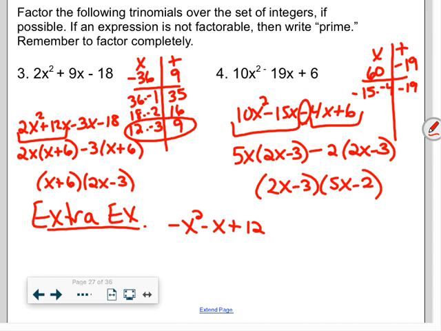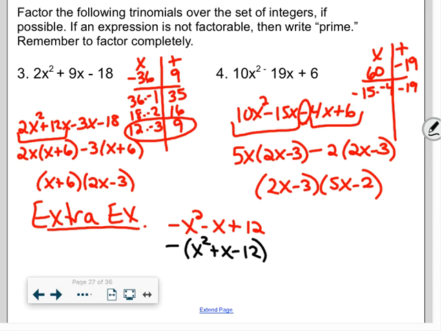Call it extra example, negative x squared minus x plus 12. If the leading term is negative, you need to factor it out. So I don't have any other GCF, but I can factor out the negative. So I get negative the quantity, x squared plus x minus 12.